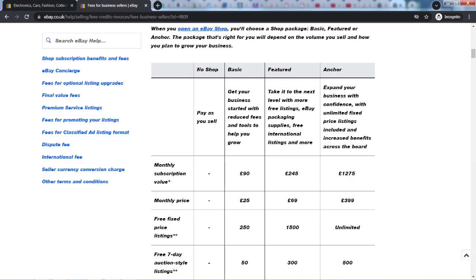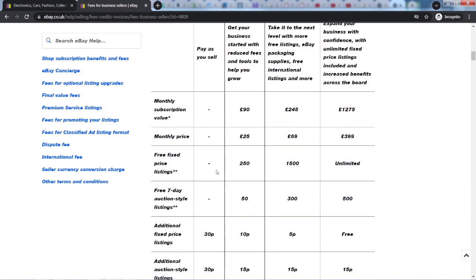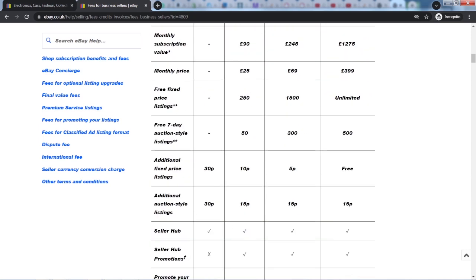Now this is the free account. This is when you come in and start as a beginner, and this is what you pay. All right, you pay for every listing you create. Again, it is an additional 30p. All right. Now, as you can see, when you've got a shop, it's 10p. So it's 20p off of that.